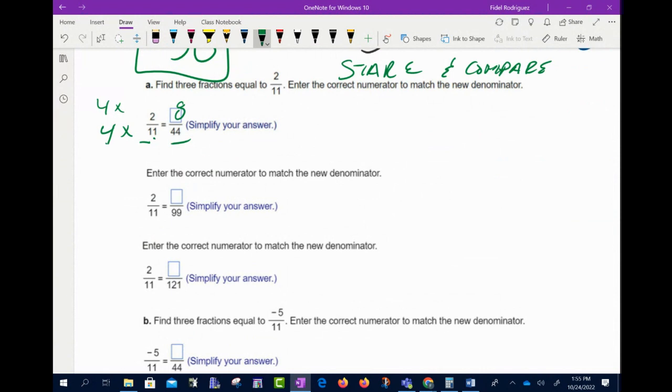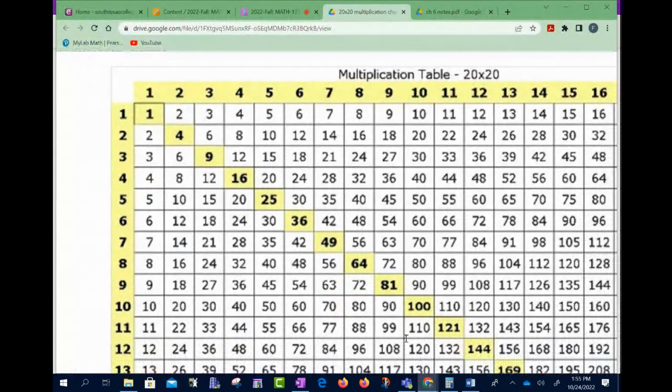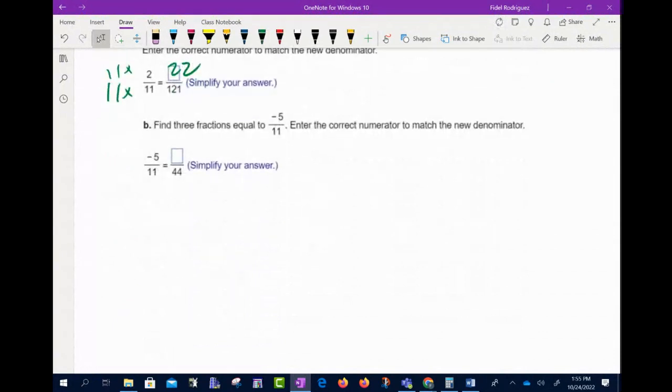Okay. And I'm going to keep playing this game. And I'm going to say, look, 9 times 11 gives me 99. So 9 times 2 gives me 18. Okay. Again, 11 times what gives me 121? Again, I would use my multiplication table. Look right here, 11 times 11. Okay. So 11 times 11. So I've got to do 11 times 2, which is 22. Okay. Now I'm going to keep playing the same game here, y'all.